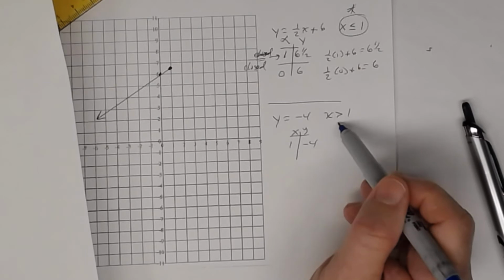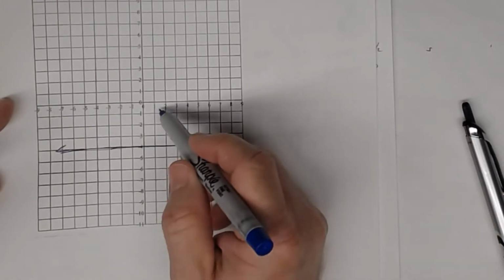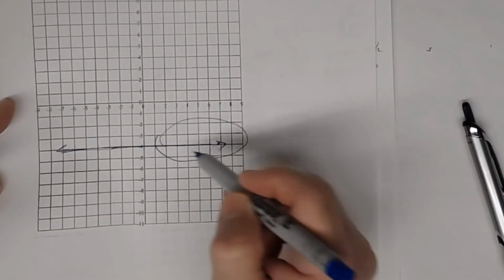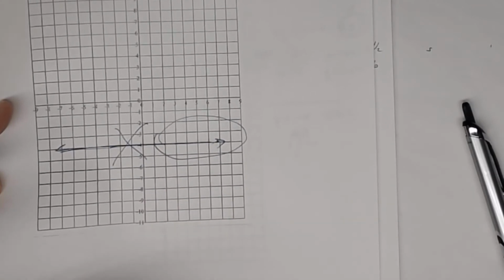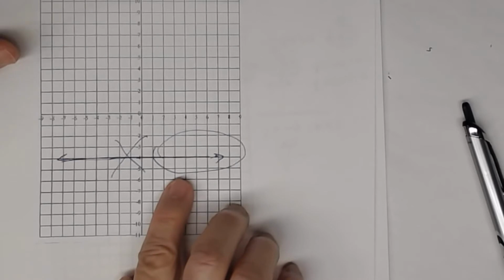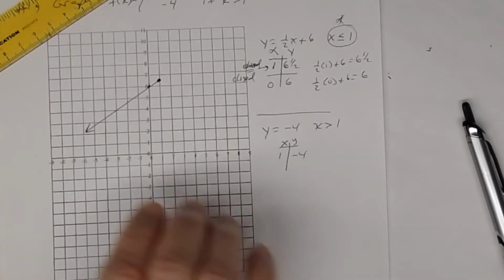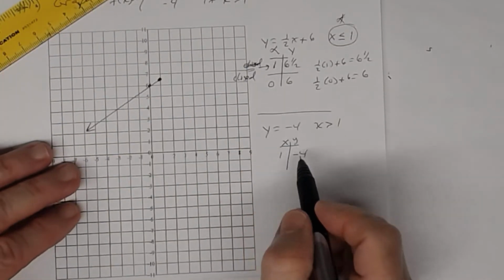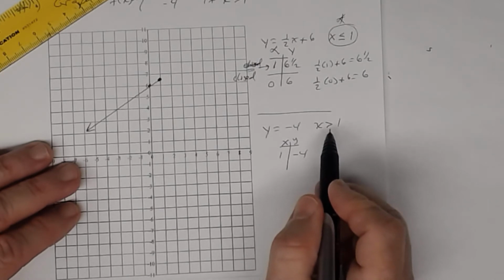Okay. But remember, I'm only interested in what part of my domain. I'm only interested in x greater than 1. So here is 1, so I'm only interested in this part here. So this part I'm not interested in. You see that? Okay. All right. Now let's think about this a little bit further on the graph here. All right, so there is no equal sign.